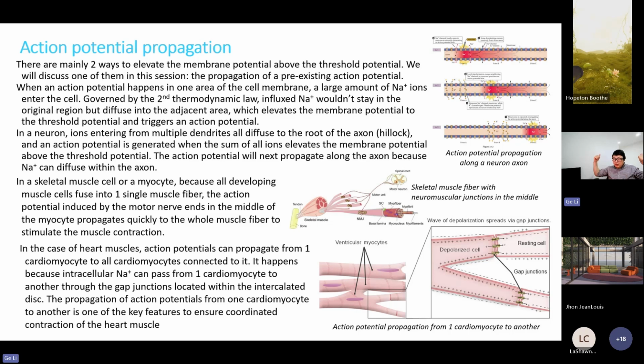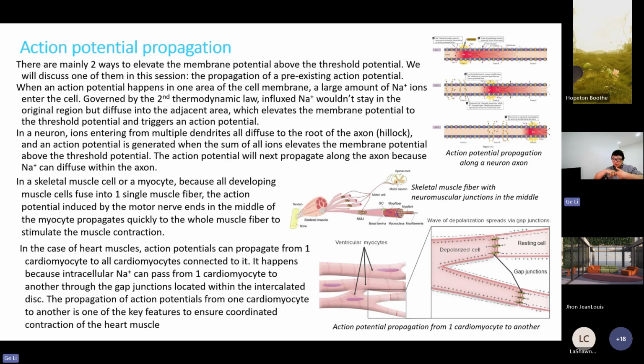Next, most important thing here: none of those will be tested, but the only thing that can be in the test this semester is how the action potential can propagate from one cardiomyocyte to the next cardiomyocyte. Two cardiomyocytes are connected by a structure called an intercalated disc. In the last topic, we mentioned there are two types of cell junctions there: the desmosome and the adherens junction.